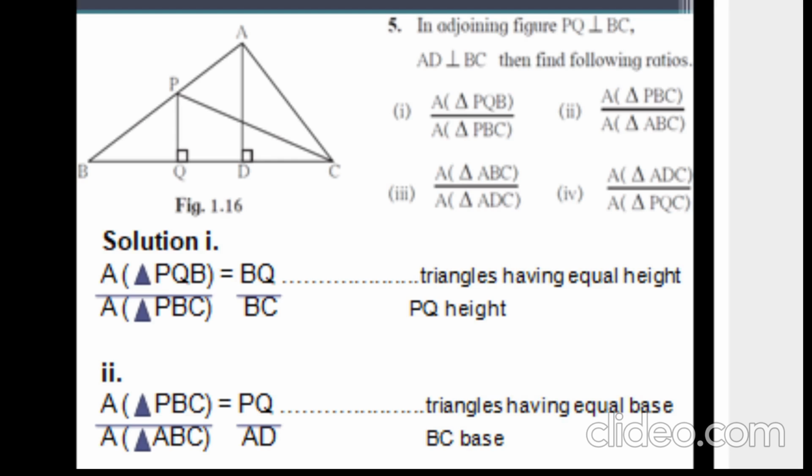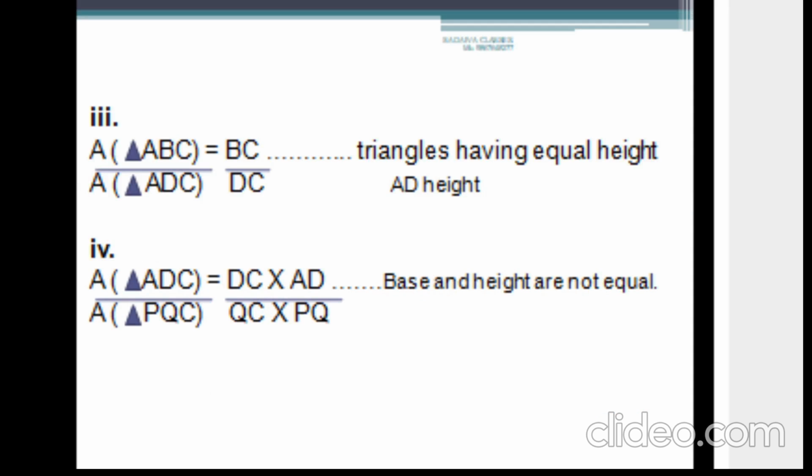So ADC, this is the triangle, and PQC. These two triangles don't have a common base as well as a common height. So base and height are not equal. Therefore, we are considering B1 into H1 upon B2 into H2, not condition number 1. The general area of two triangles is equal to B1 into H1 upon B2 into H2.